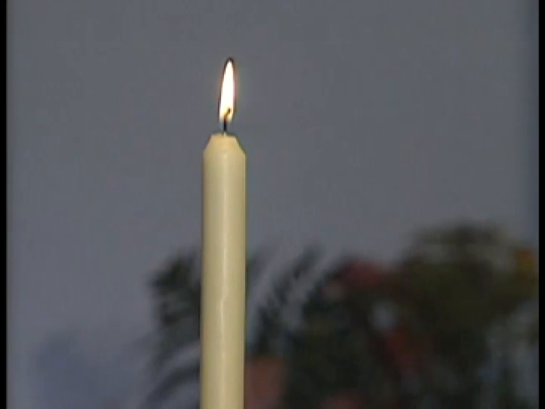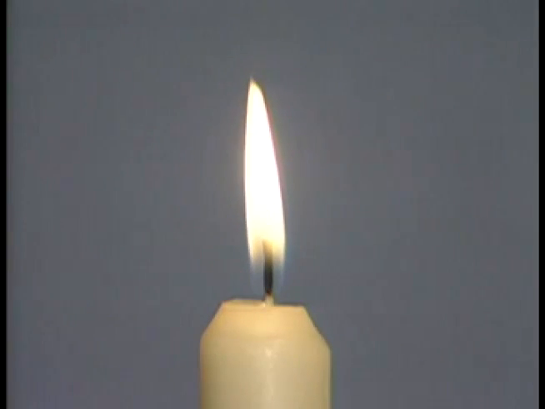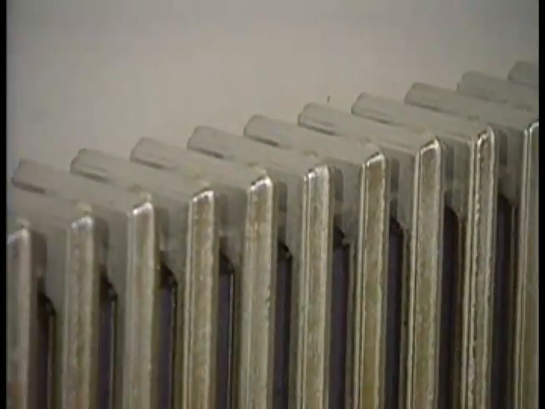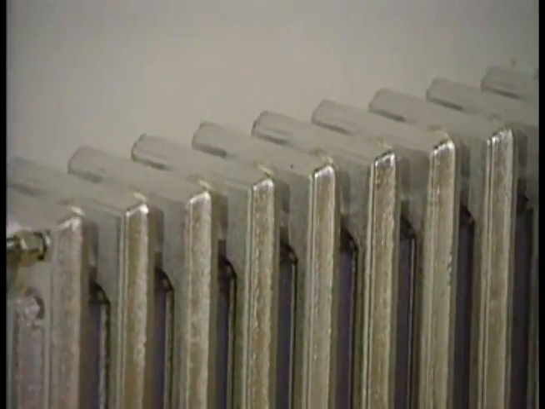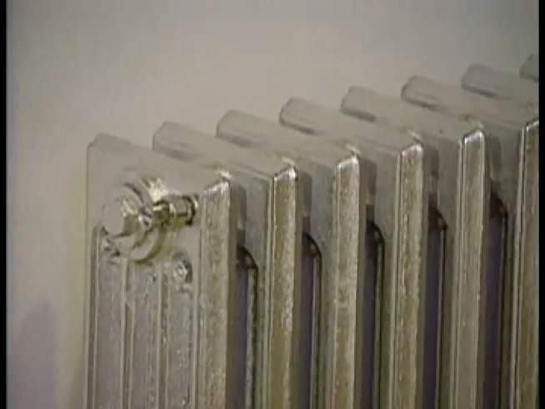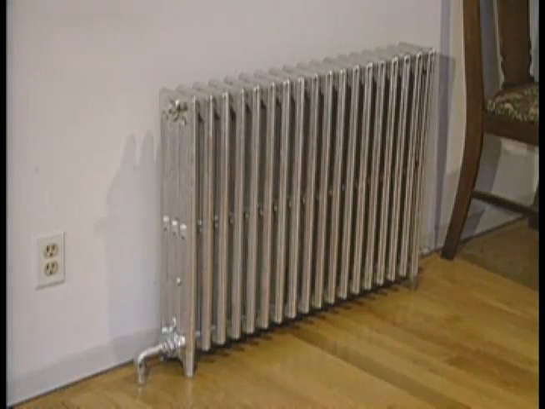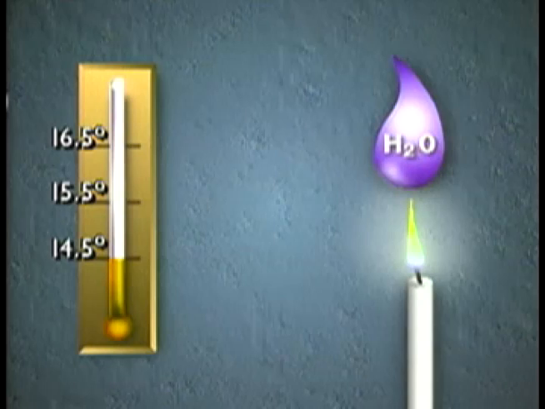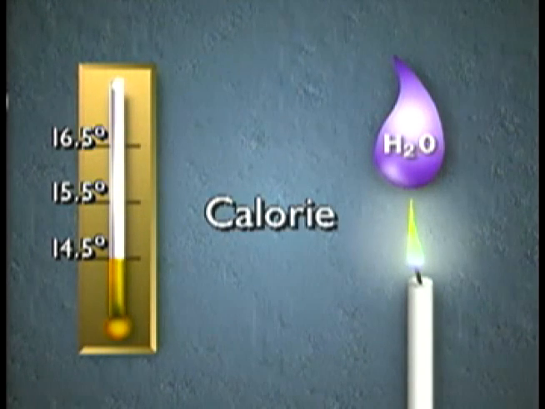The flame of a candle and a radiator show the differences between heat and temperature. The flame has a much higher temperature, but the radiator has much more thermal energy because it has more molecules than the flame. It can give off a great deal more heat, enough heat, in fact, to warm a whole room. While temperature is measured in degrees, heat is measured in units called calories.